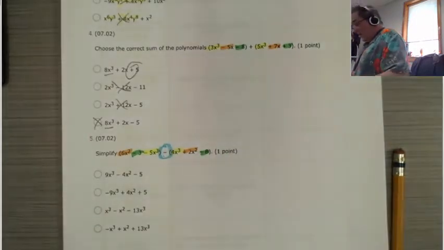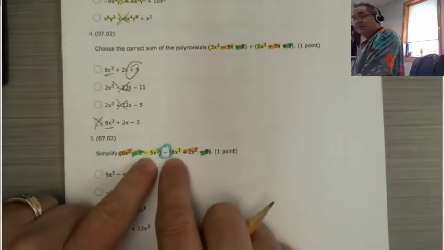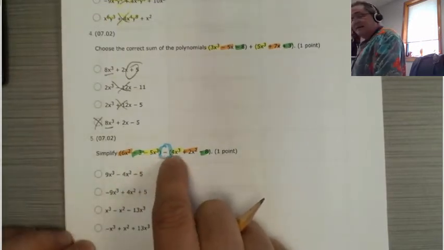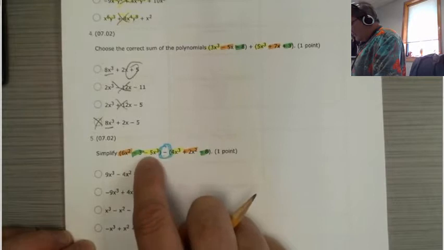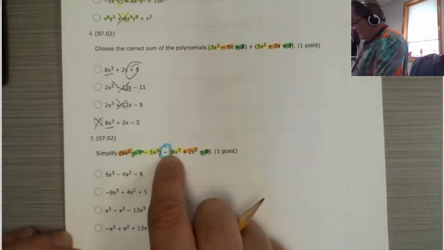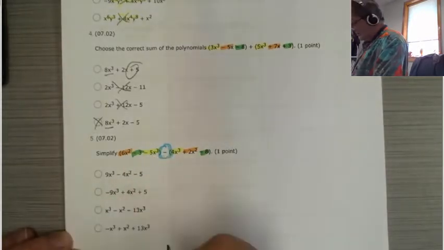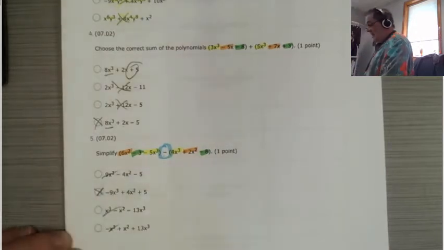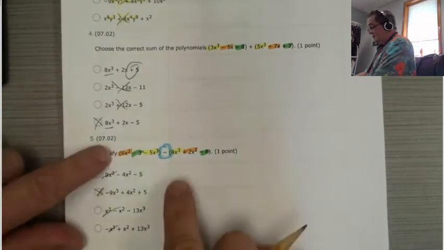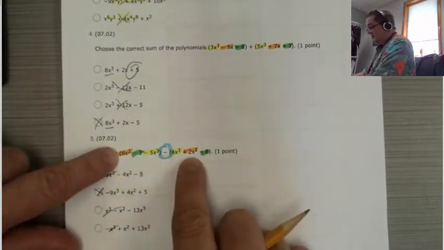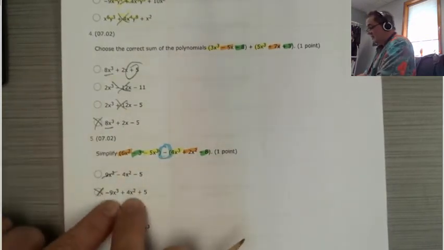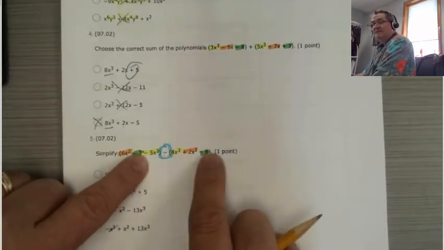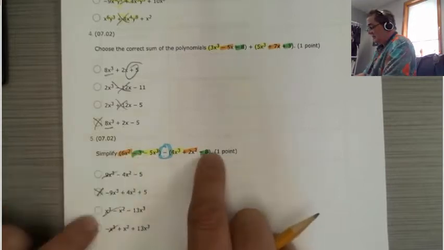So our third degree terms, negative 5x to the third minus 4x to the third. So that's negative 5 minus 4 more. That's going to be negative 9. That's a positive 9. So we already know it's got to be that one. We can check the others. 6x squared minus 2x squared should be 4x squared. And negative 5 minus negative 8. Minus a negative is a positive. So negative 5 plus 8.